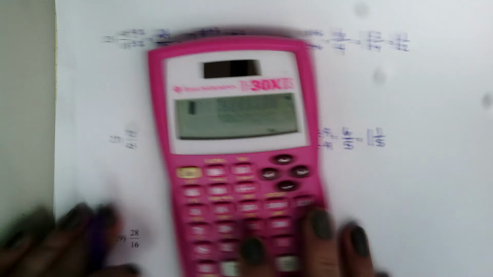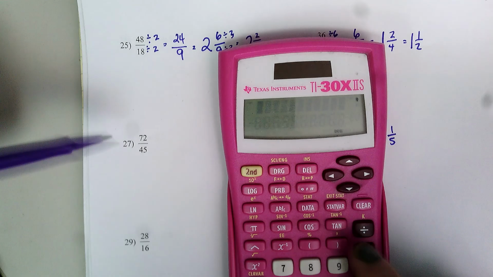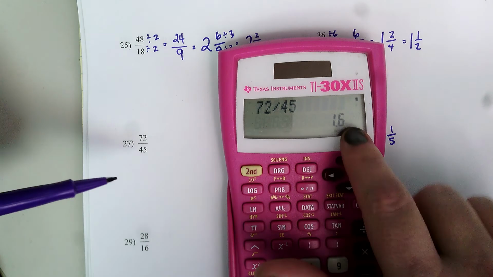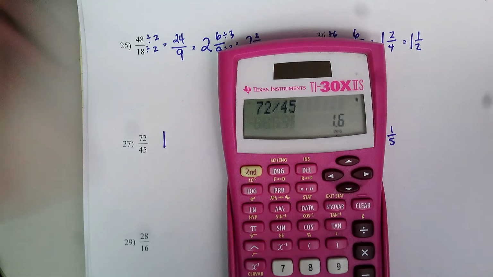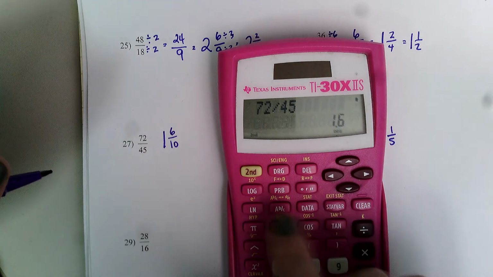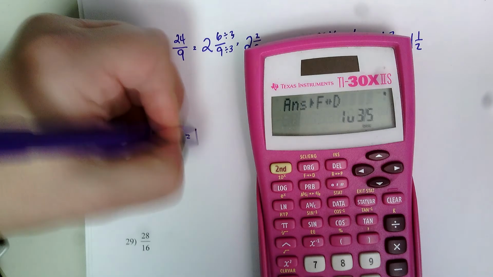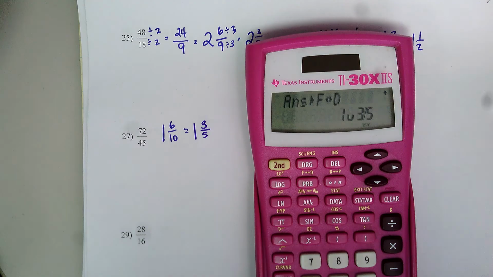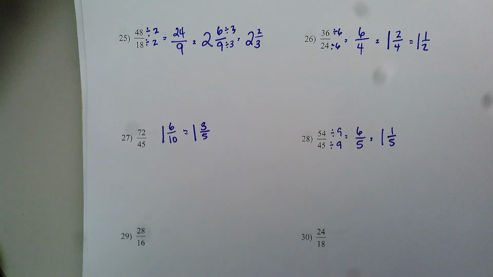You can just take, let's see, 72 over 45. 72 divided by 45 gives you 1.6. Okay, so I now have one whole, and then from there I can say 6/10, or I can say second fraction of decimal, and I know it's 1 3/5, which is the simplified version of 6/10.